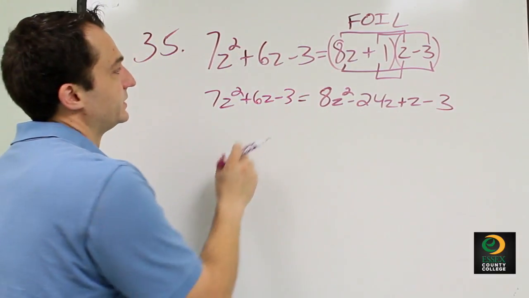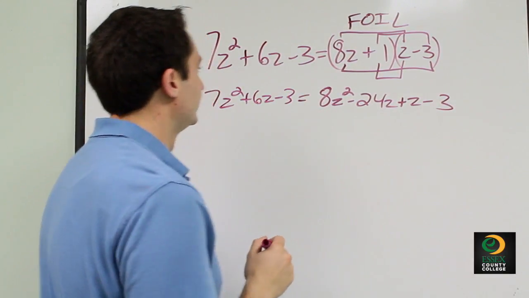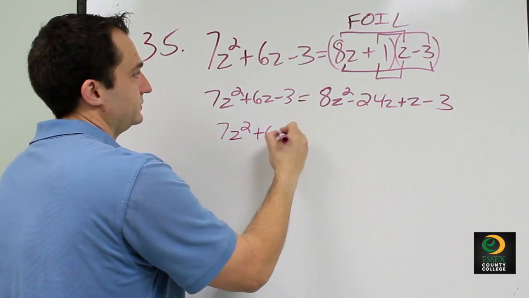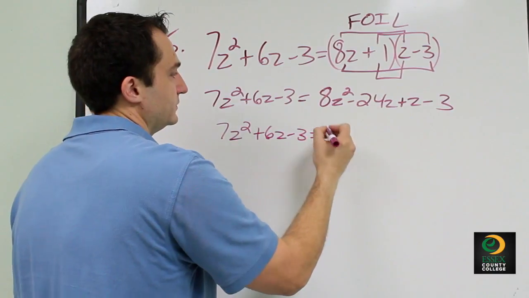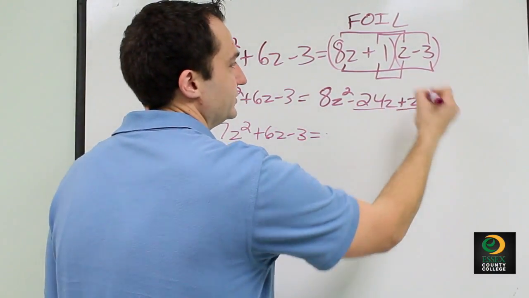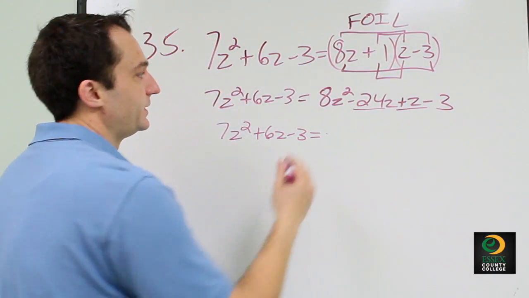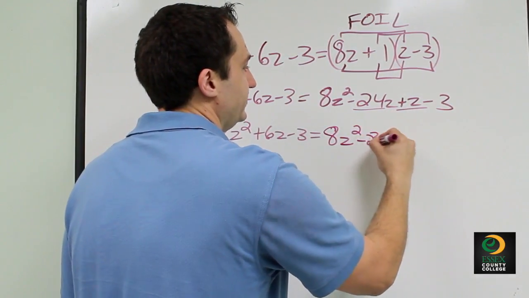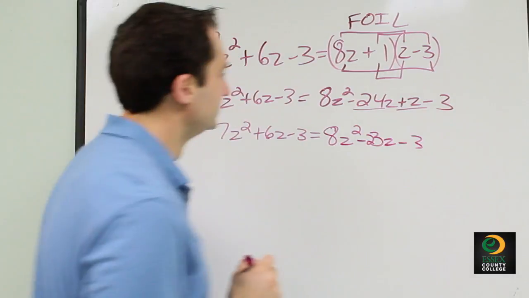Now our next step would be to combine our like terms on each side of the equation. This side doesn't have any like terms. On this side, the only like terms are negative 24z and positive z, which equal negative 23z minus 3.